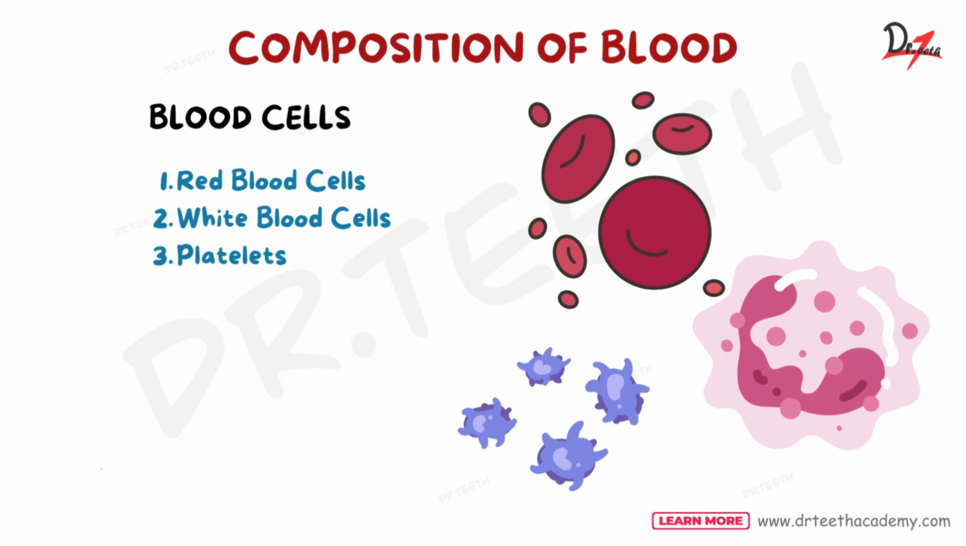Moving on to the composition of blood. Blood is mainly composed of two components, the blood cell and the plasma. The blood cell includes the red blood cells or the RBCs, white blood cells or WBCs, and platelets. All these blood cells will be discussed separately in detail in the upcoming videos in our lecture series, okay?